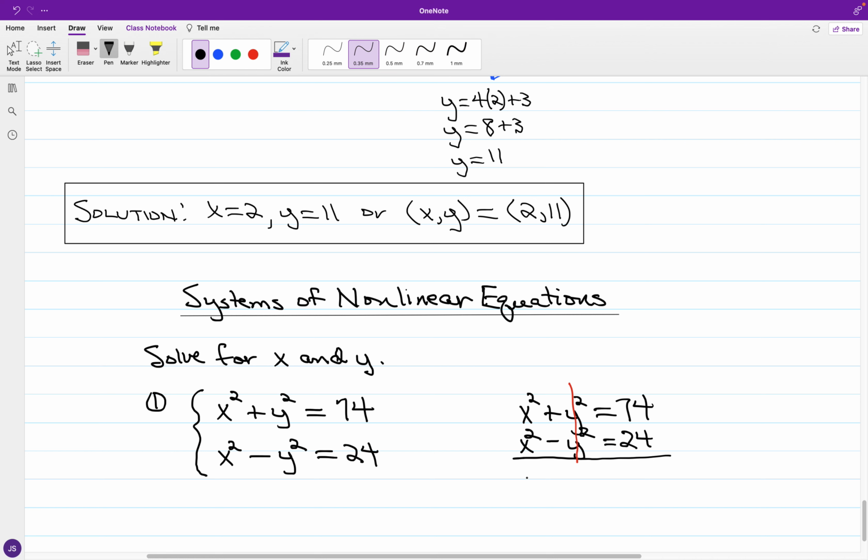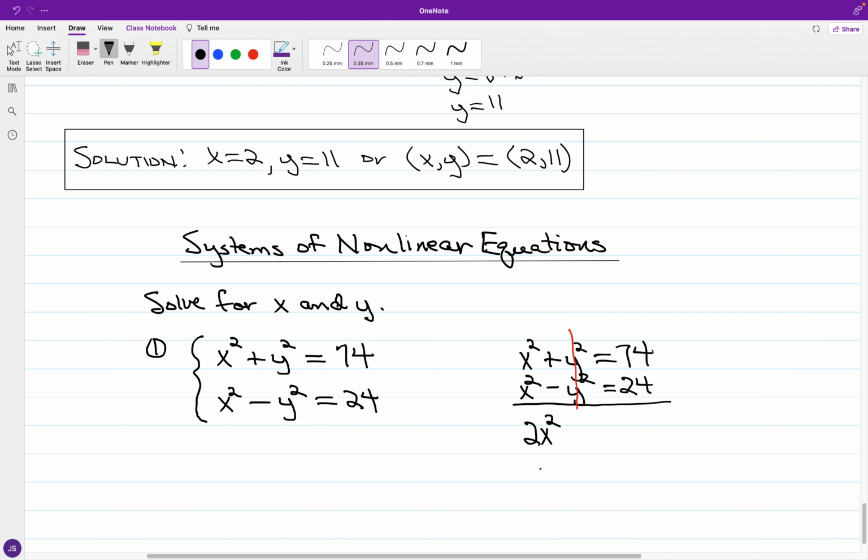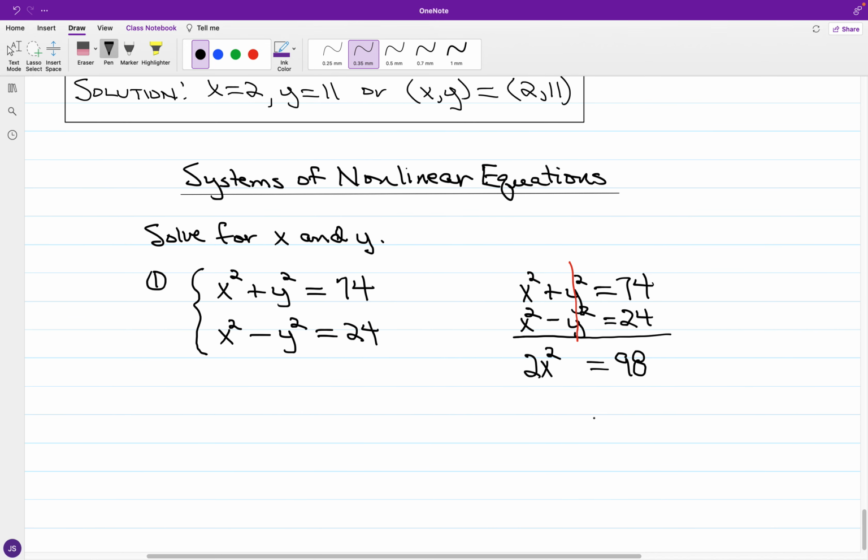So we have here x squared plus x squared will be 2x squared. And we have 74 plus 24. This will come out to 98. And with division by 2, we're going to have x squared is equal to 49. So we got 2x squared equal to 98, and with division by 2, I have x squared is equal to 49.